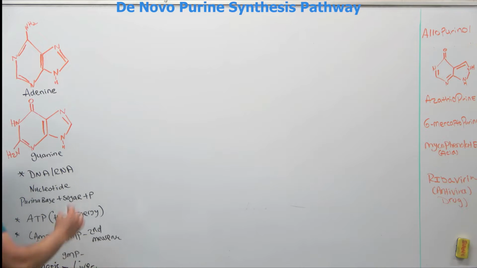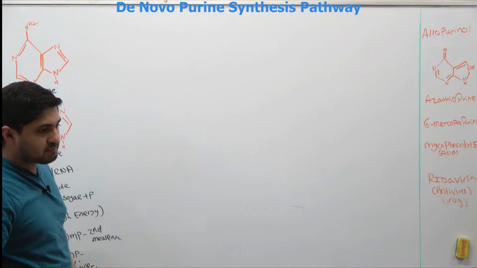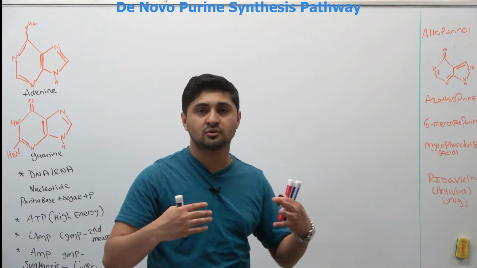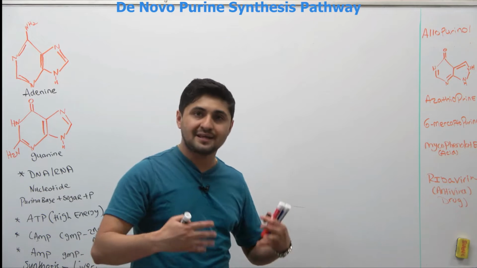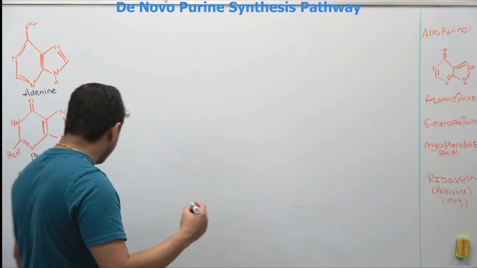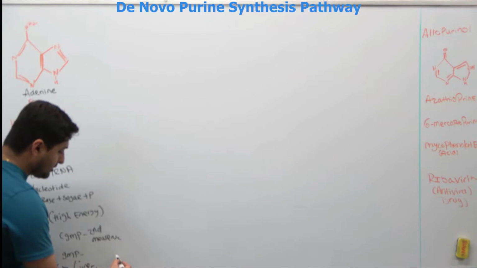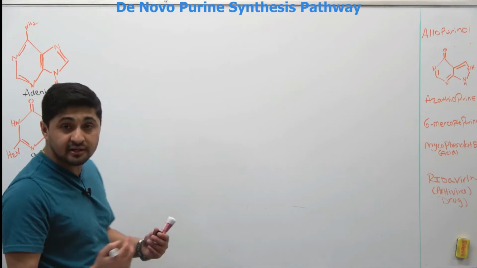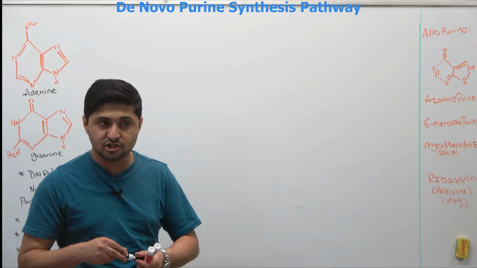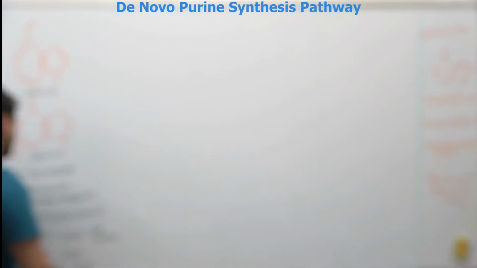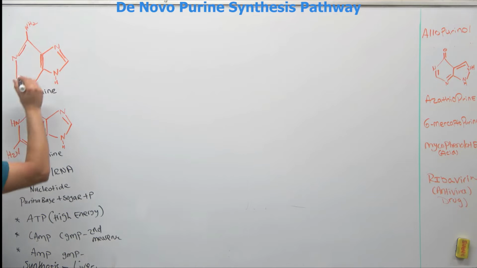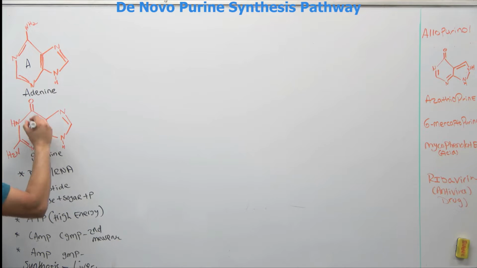Now, remember, we're talking about the purines, but there are also pyrimidines, which we'll talk about in the next lecture. Those are also required to make DNA and RNA. Those pyrimidines are basically cytosine, uracil, and thymine. But we'll talk about this in the next lecture. Today, what we'll be doing is actually synthesizing this structure right here, this adenine. How do we synthesize this structure? This is what we'll be talking about.